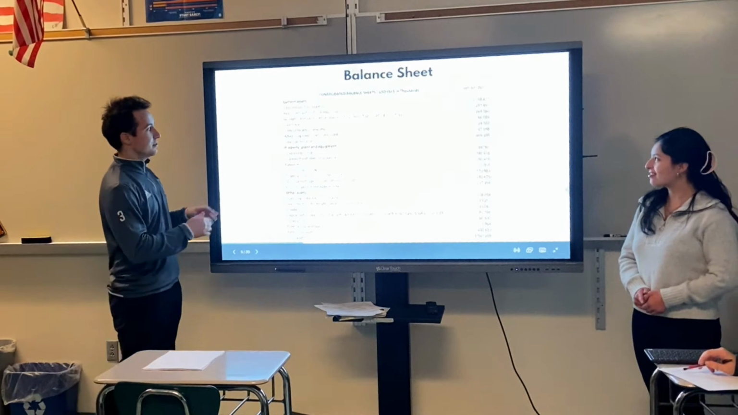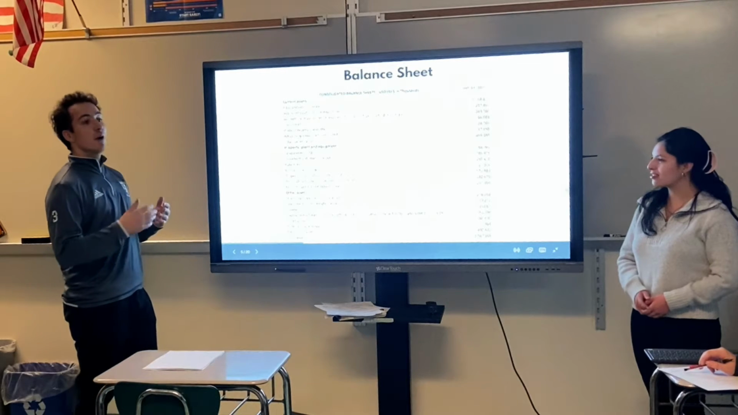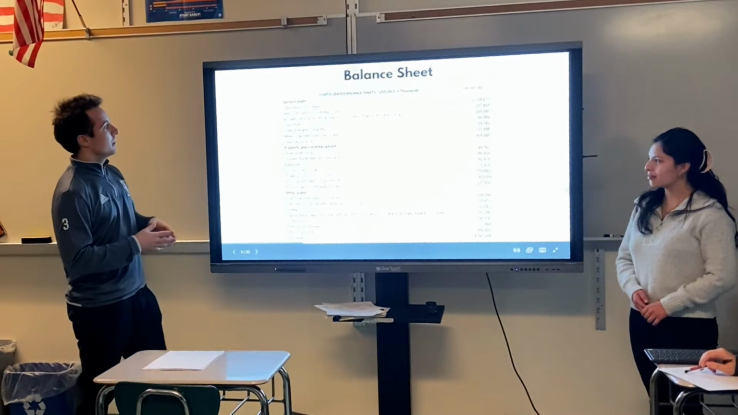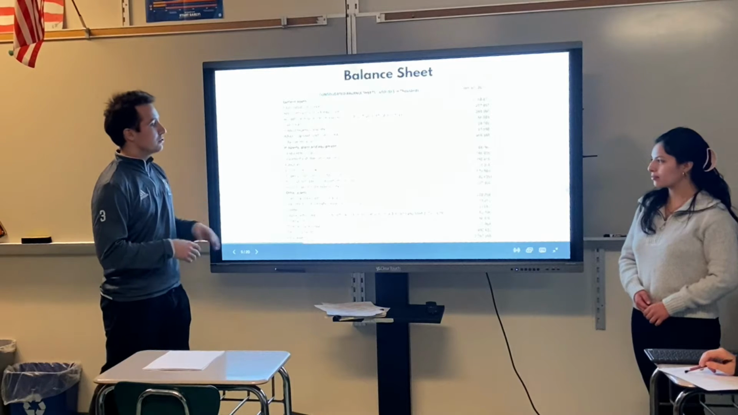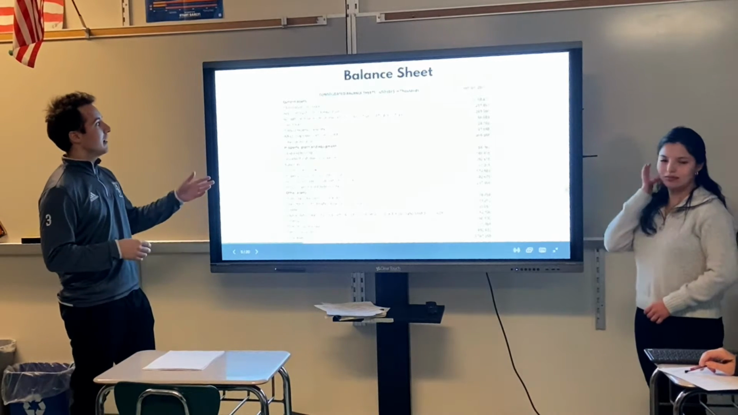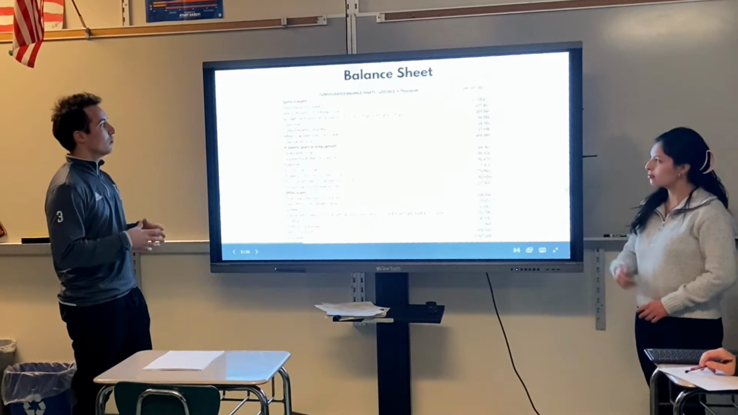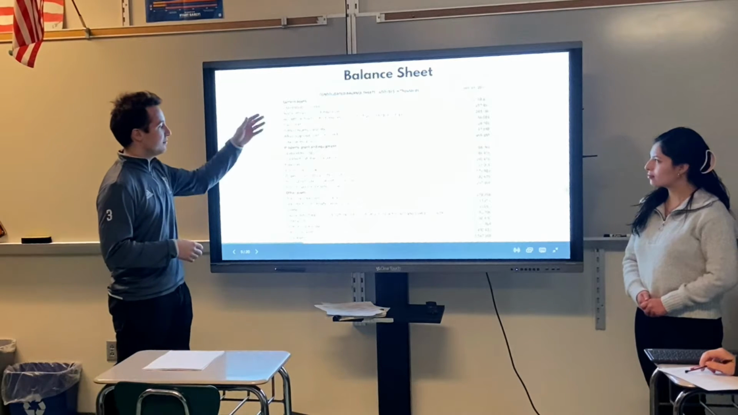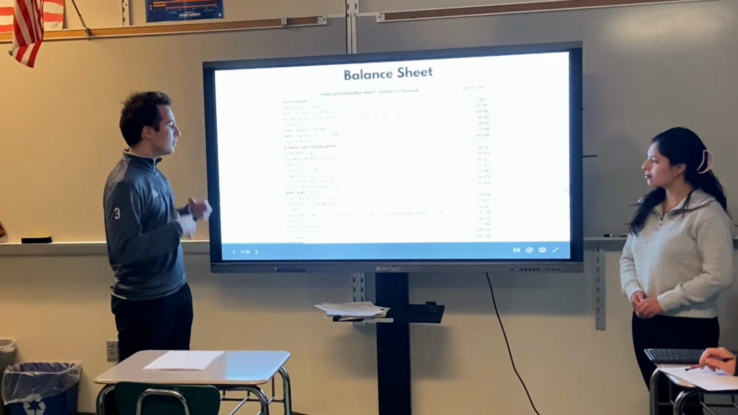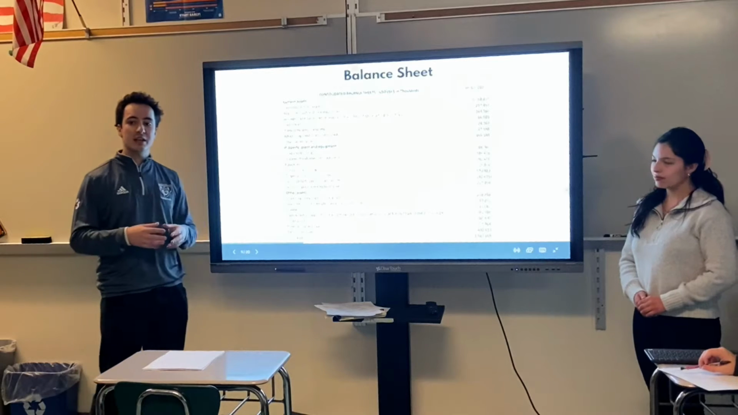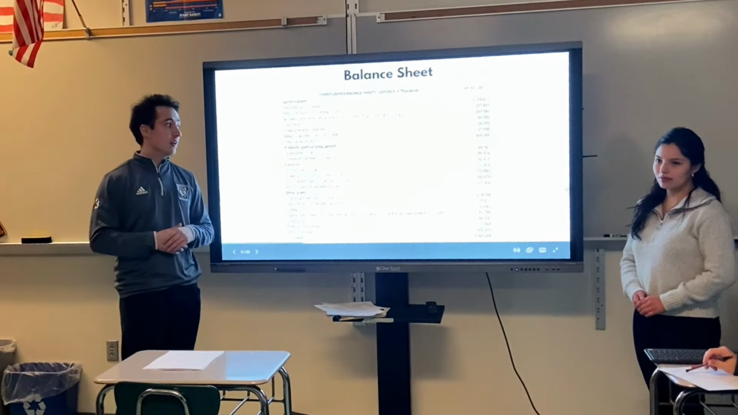We have all assets here, so this is, I guess you could say, a positive side we're looking at right now. We have everything broken down, and it's important to understand that when you look at a balance sheet, you're getting a really great snapshot of what's going on. As you can see, we have inventory, equipment.